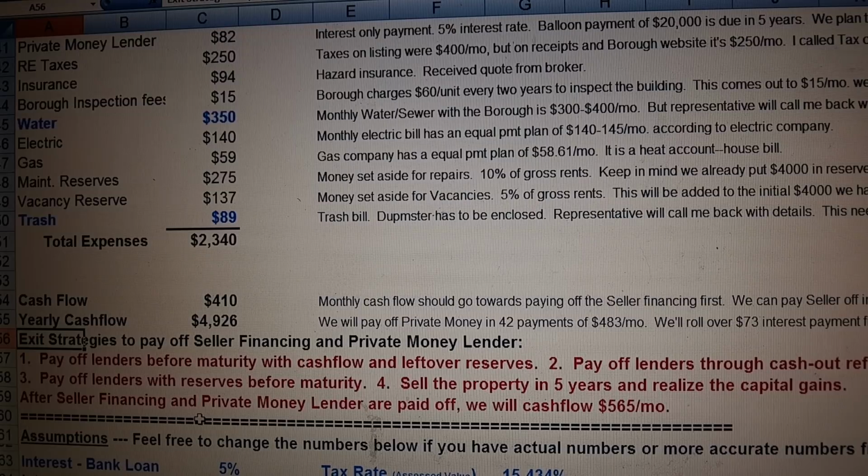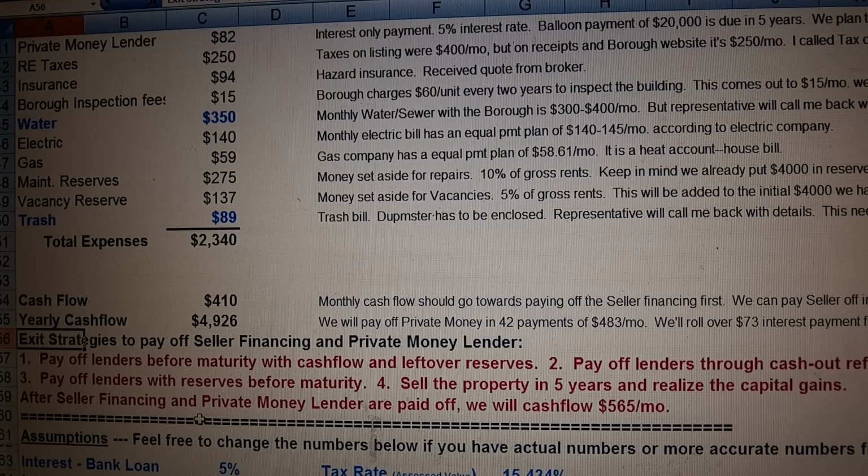First thing we can do is pay off the lenders, the seller financing and the private money, with the cash flow. So instead of consuming the $410 a month in cash flow, we don't. We just add it to the reserves. Okay? So within about 36 months, we'll be able to pay off the seller with seller financing through the cash flow. And then with an additional 42 payments or 42 months, we can pay off the private money lender with the help of using the reserves.